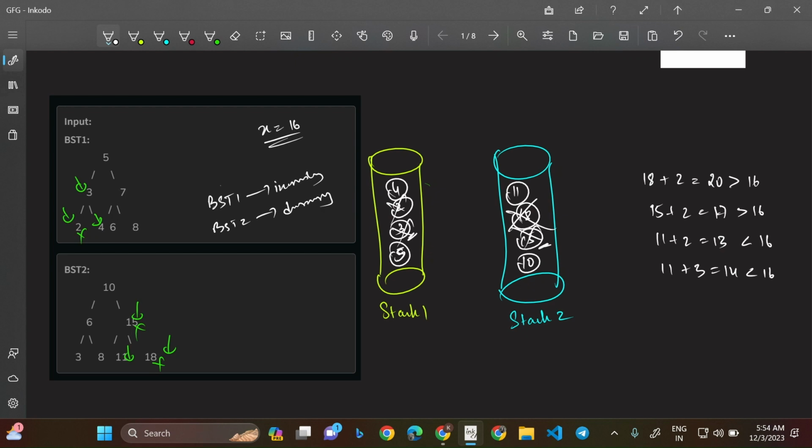And now I'll be dealing again with the topmost elements. What are the topmost elements now? 11 plus 4 is equal to 15, and that's again less than 16. So now again I'll be checking out to the right side of my 4. So do I have anything to the right side of my 4 so that I can add? I just need some element that's greater than 4, so I'll be checking to the right side, but it's not.